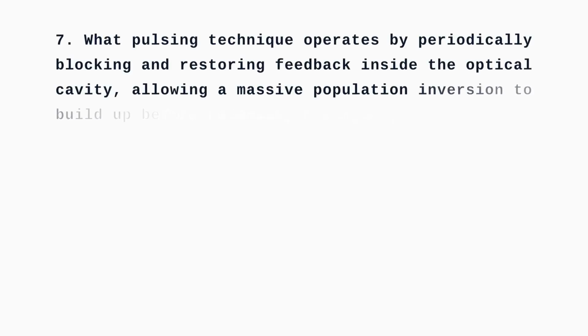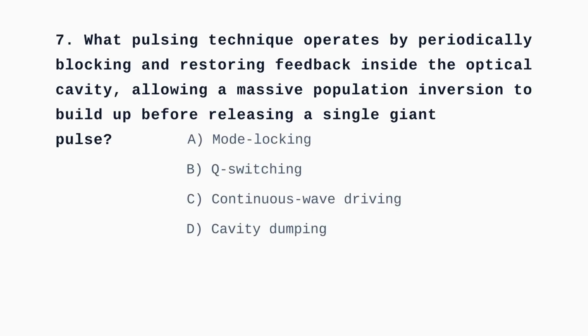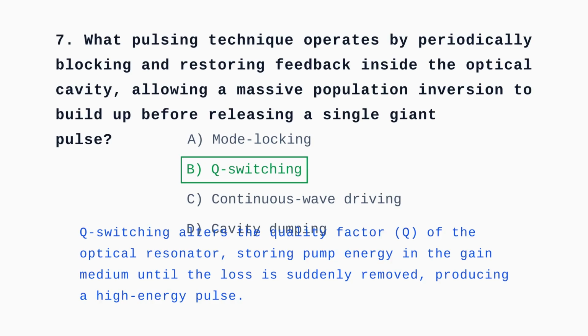Question 7. What pulsing technique operates by periodically blocking and restoring feedback inside the optical cavity, allowing a massive population inversion to build up before releasing a single giant pulse? Q-switching works by temporarily lowering the cavity's quality factor, or Q, to suppress lasing while we pump energy in. Restoring the Q factor instantly triggers a single giant, high-energy pulse.